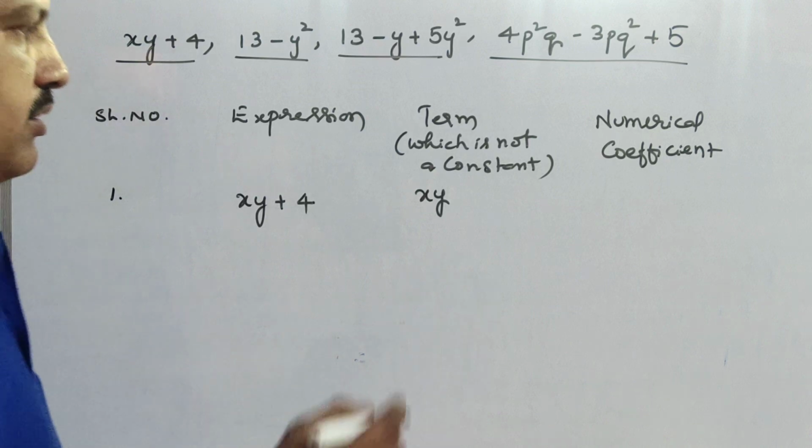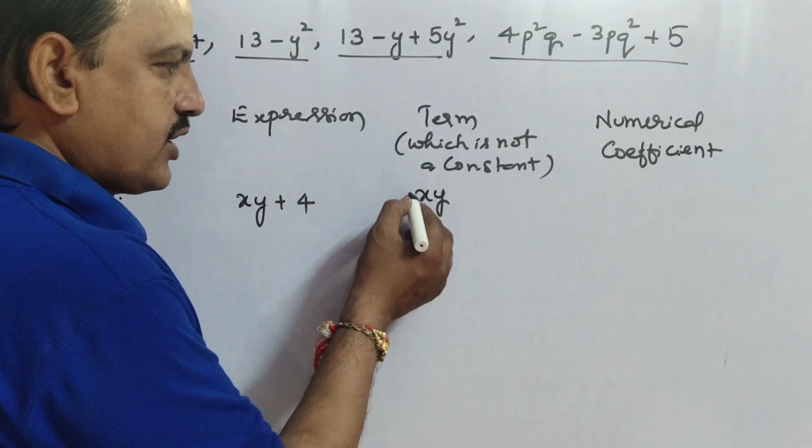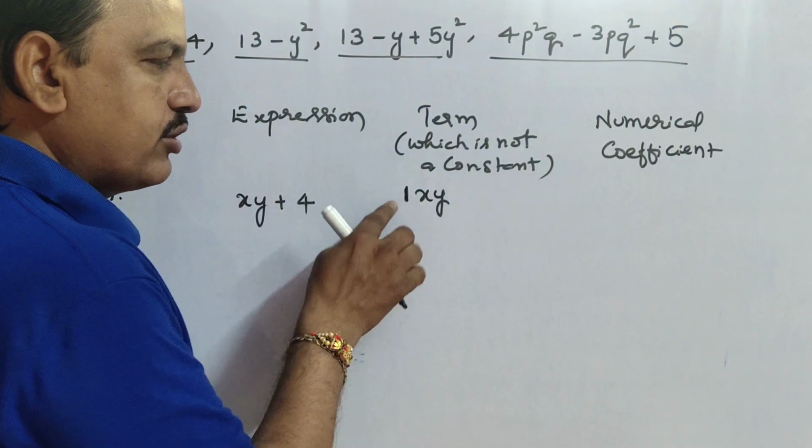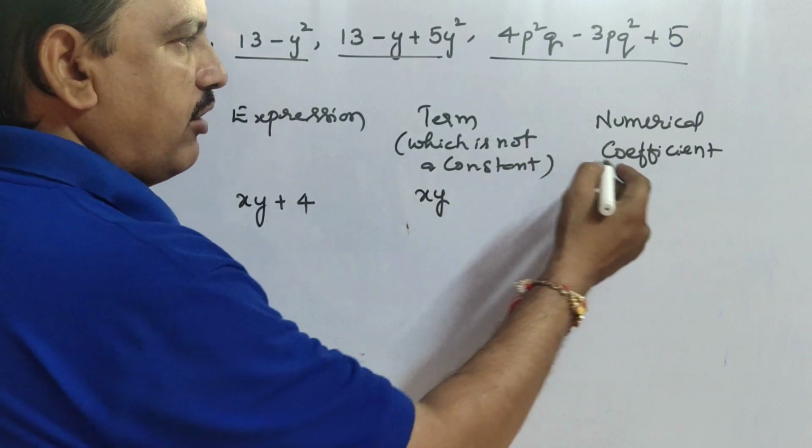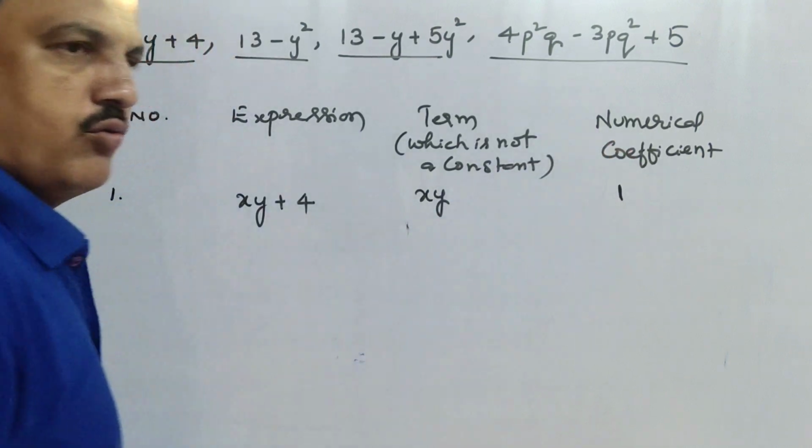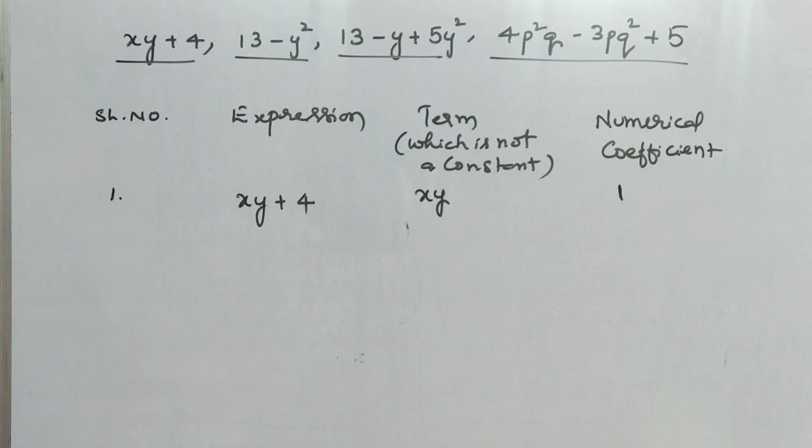Now numerical coefficient. Coming to numerical coefficient, here xy. For xy, nothing is there as coefficient, so we have to treat it as 1. So you have to write the numerical coefficient as 1. Okay, understood?